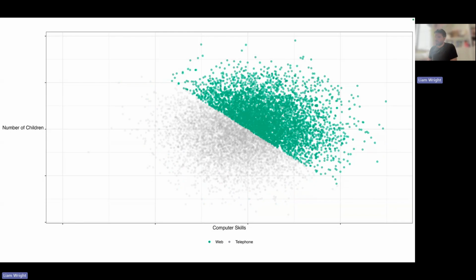But if you condition, say stratify, and just look at the data points from the web mode, you actually end up finding an inverse association between the two variables. And that's because if you know someone responded by web and they have low computer skills, then they must have a large number of children to want to use web. So you've got an inverse association between the two. Now, this can be quite counterintuitive.